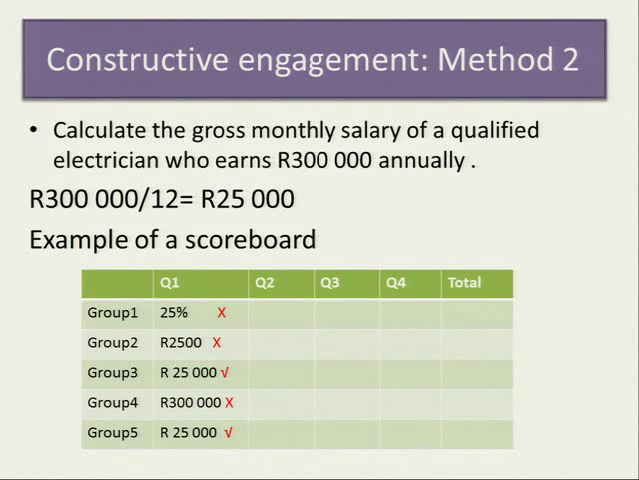Group 4 had the answer wrong. They made use of the annual salary instead of the monthly salary. And Group 5 also had the answer correct. You will continue with other questions and stating the answers of each group and adding the totals in the end. And I can assure you that learners really participate actively in such an activity in the classroom.